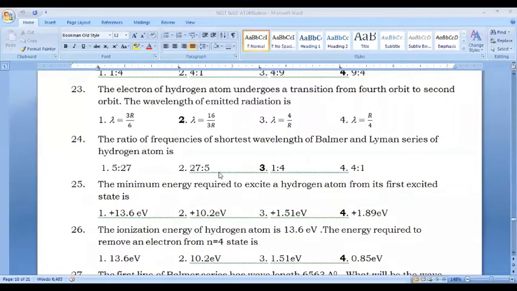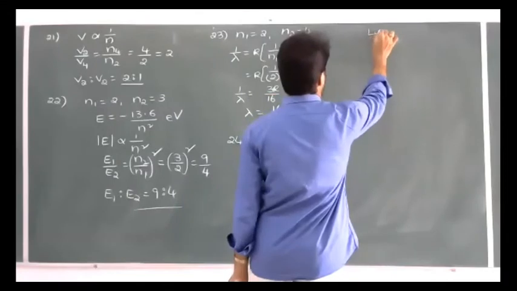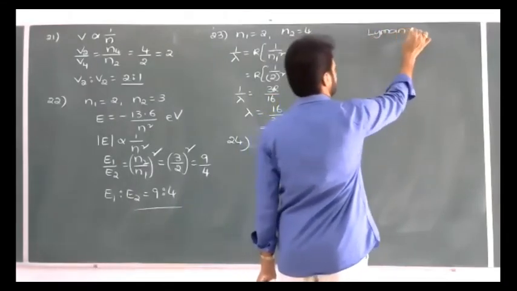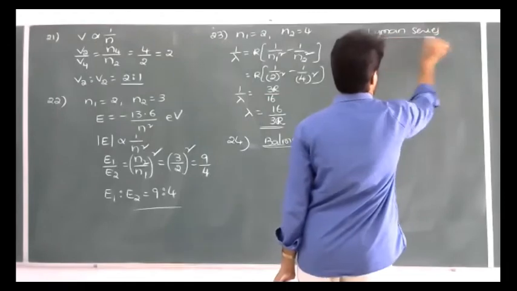Question number 24. The ratio of the frequencies of shortest wavelength of the Balmer and Lyman series of hydrogen atom is?